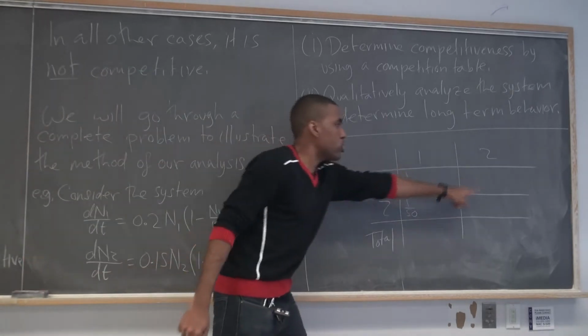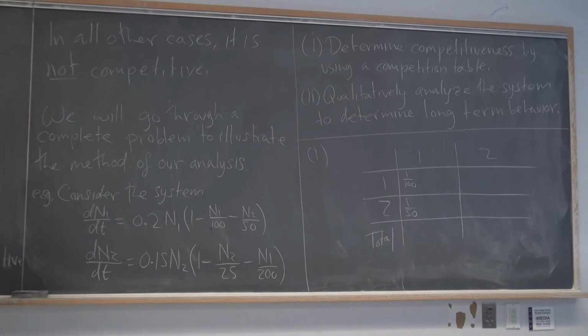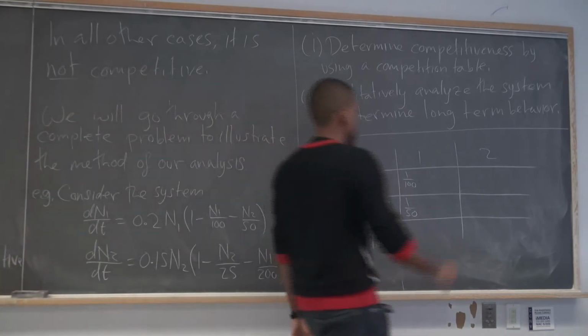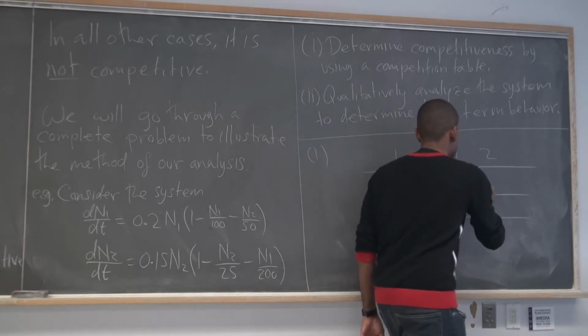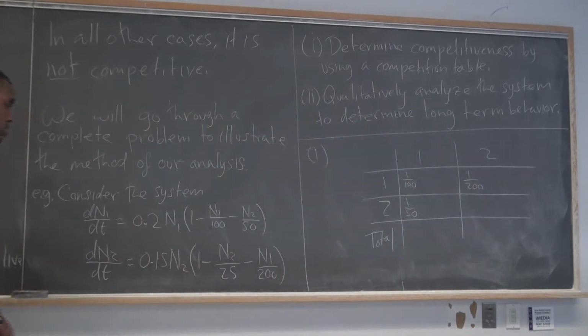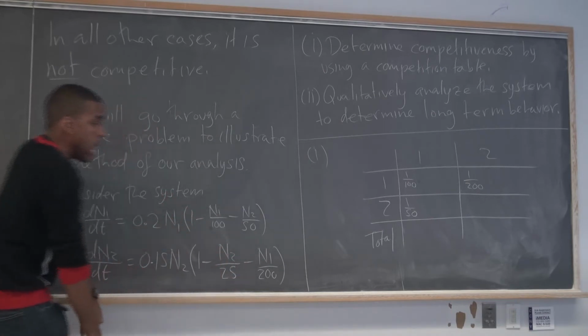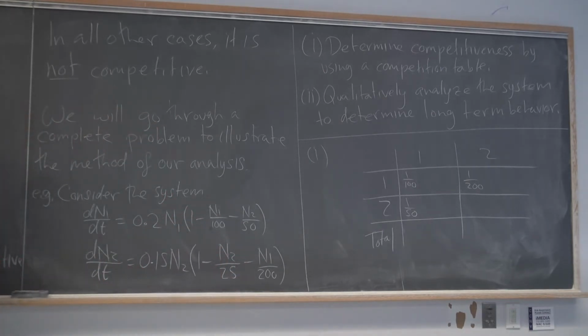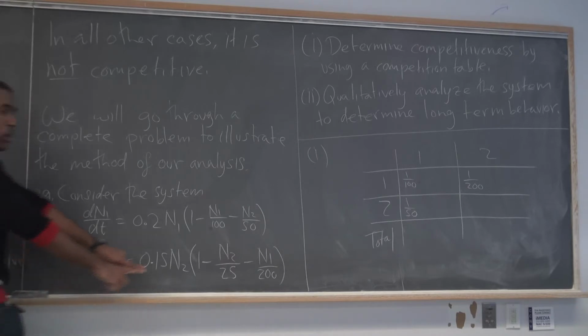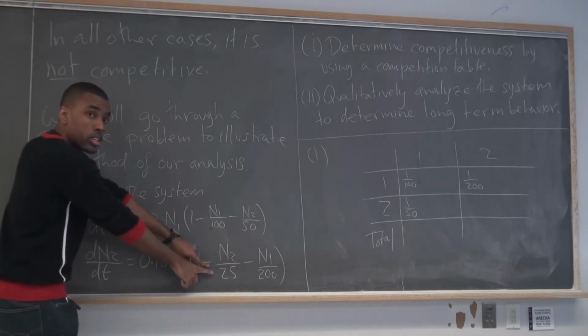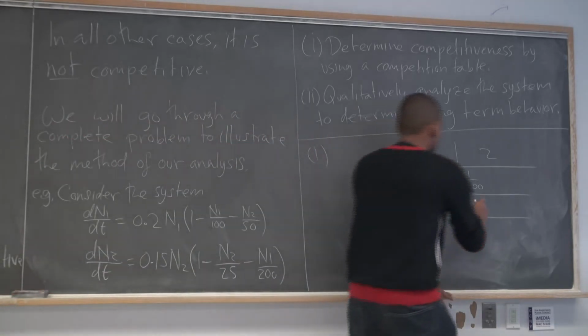How is 1 affecting 2? What number should I put there? 1 over 200. Right? How is 1 affecting 2? I look in 2's growth rate, population 2's growth rate, and look how is the first population affecting it: by 1 over 200. Right? How is 2 affecting itself? 1 over 25. I look in the growth rate for the second population and look how the second population is affecting it. That's by this number, 1 over 25.